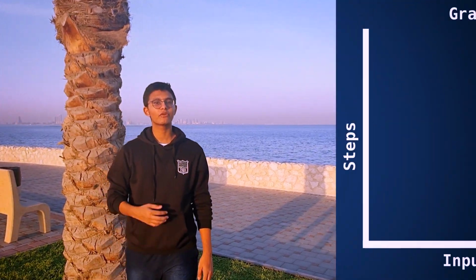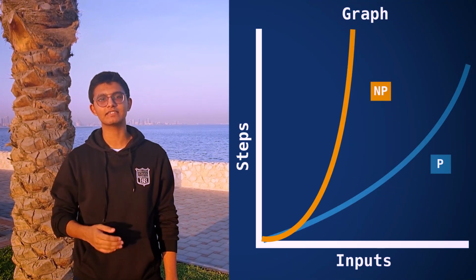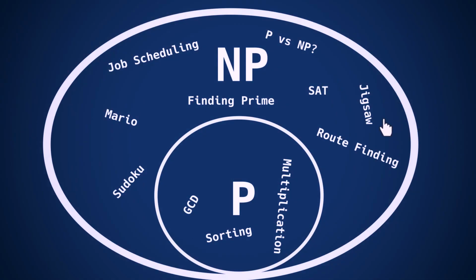If we plot these in a graph, we see that for NP problems, the steps taken increase drastically. NP problems are hard simply because they take such a long time to solve. However, computer scientists soon realized that some NP problems, like finding if a number is prime, could actually be solved in polynomial time. They just had to try a different set of steps.